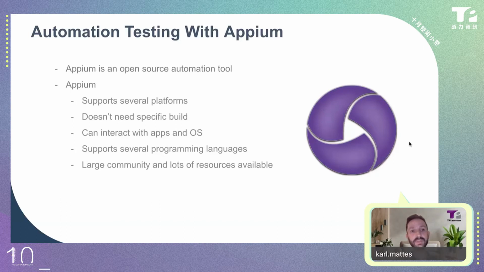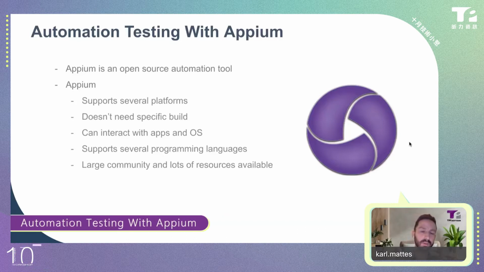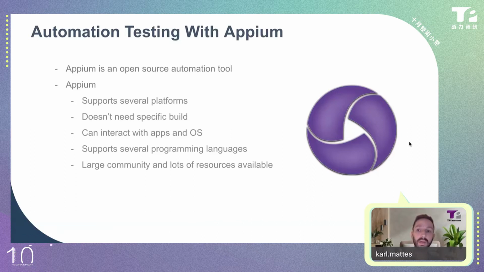Another benefit of Appium is that it doesn't need a specific build. So if we want to, we can just use the regular version without needing to alter the code to test it. Also, as I already mentioned before, Appium can interact with your app, but also it can interact with other apps. So maybe you have a test flow where you're testing your app, but also the connection to maybe a Maps application or an email application. So Appium can do that. And it can also interact with the operating system. So you could open the notification center or the control center, for example, or the system settings. So this makes it very powerful.